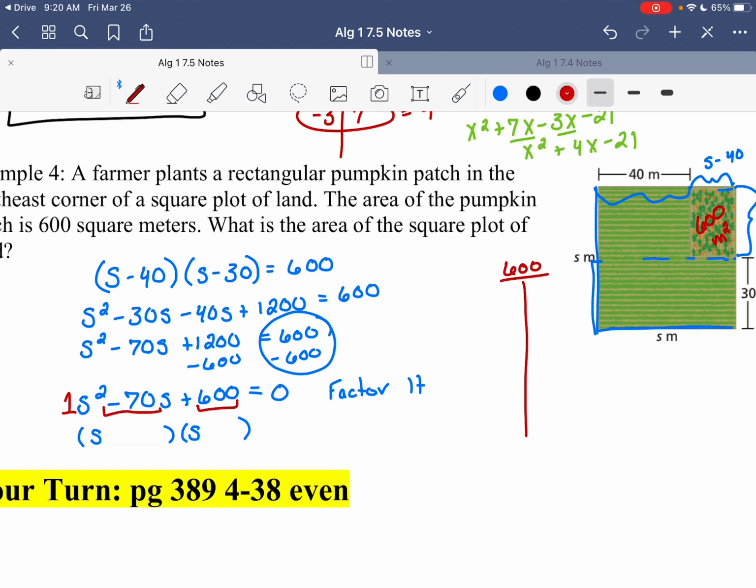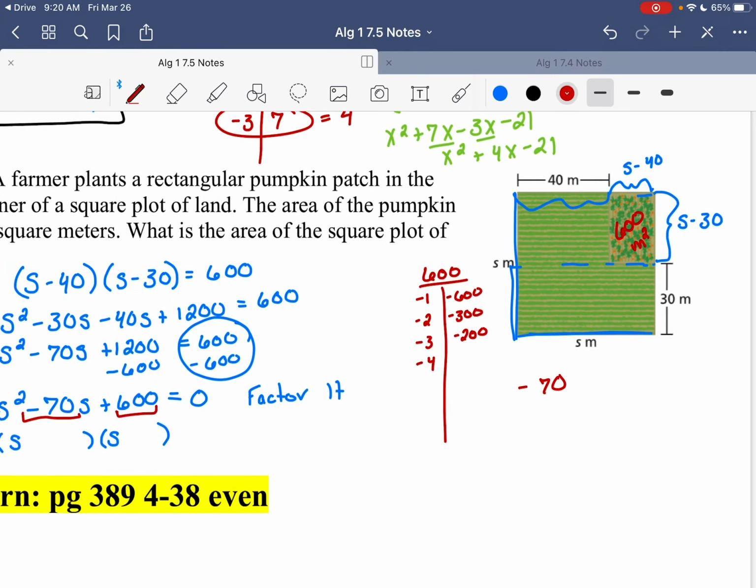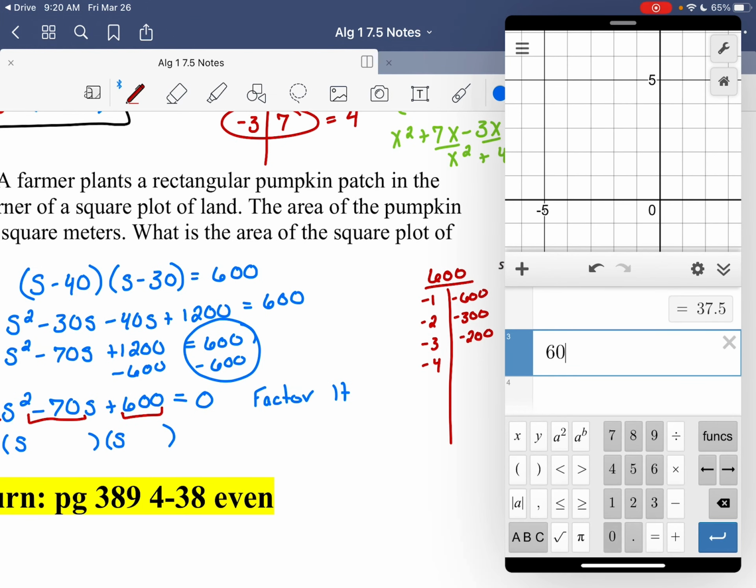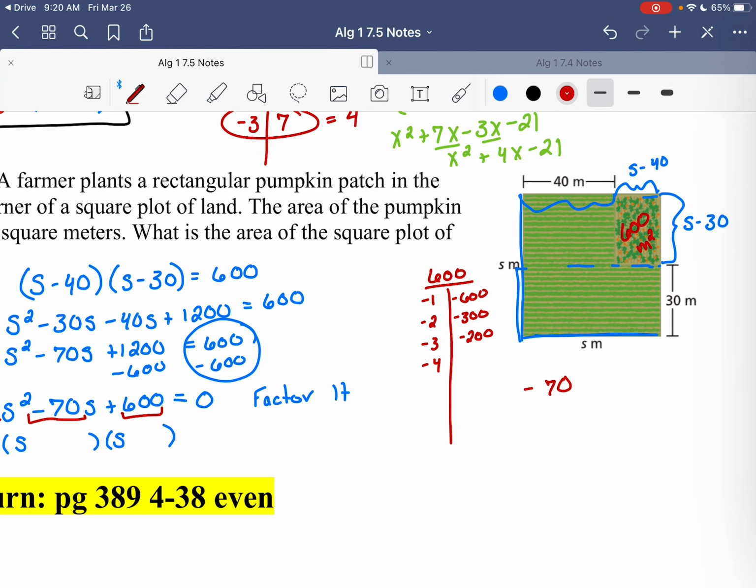Okay. So I'm going to divide 600 by some numbers. We've got 1 and 600. I want to add to get negative 70, so that tells me they're both going to have to be negative. For me to get positive 600, they both have to be negative. So what about negative 2, negative 300? Nope, that's negative 302. Negative 3, negative 200. Nope. Negative 4 times what? 600 divided by 4 is negative 150. Nope.